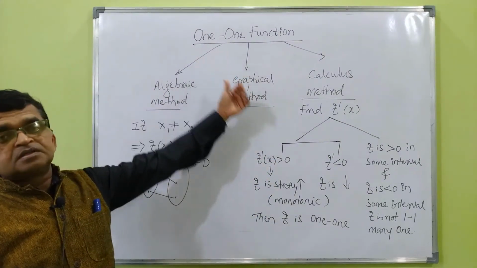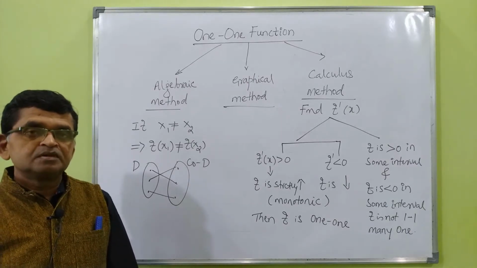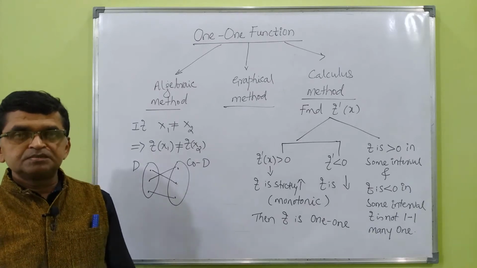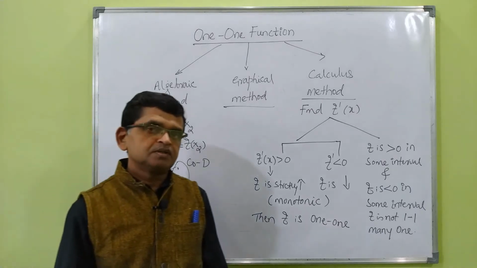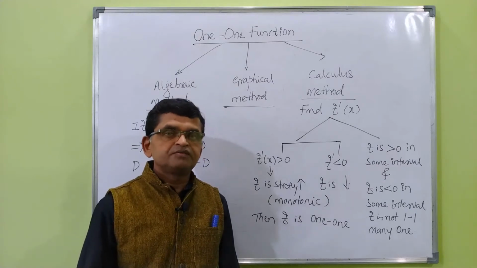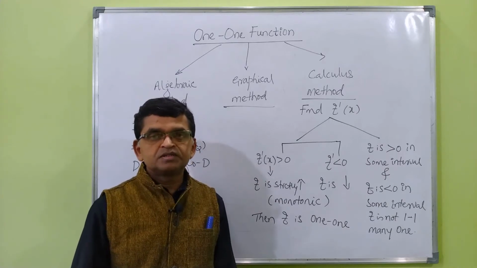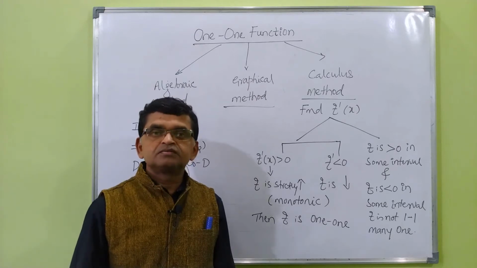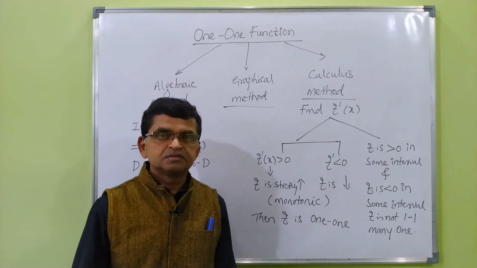Today, let us discuss how to find whether a function is one-to-one or not. There are three methods. One is the algebraic method. This you know, you studied the theory and you apply the same. If x1 is equal to x2 implies f(x1) is equal to f(x2), then the function is said to be one-to-one. Or if x1 is not equal to x2, then f(x1) is not equal to f(x2), then it is not at all a one-to-one function, isn't it?